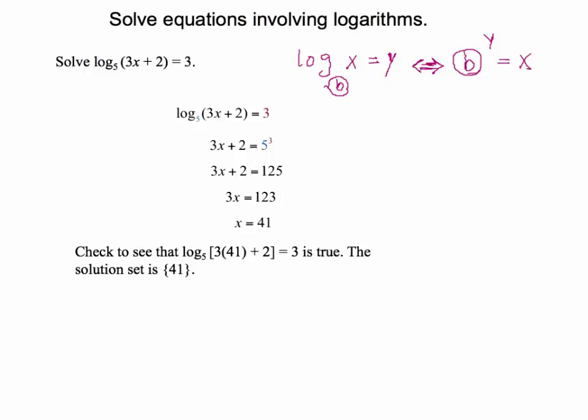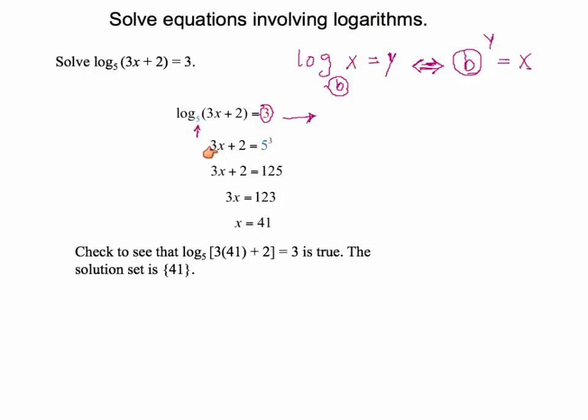But in this case, we're going to take this here and convert it into its exponential form. As you see here, the base of the log is 5. So we write 5 to the power of 3 here, just like what we have here, b to the power of y. 5 to the power of 3 must be equal to, in this case my x is 3x plus 2. So 5 to the power of 3 is equal to 3x plus 2, or 3x plus 2 is equal to 5 to the power of 3.